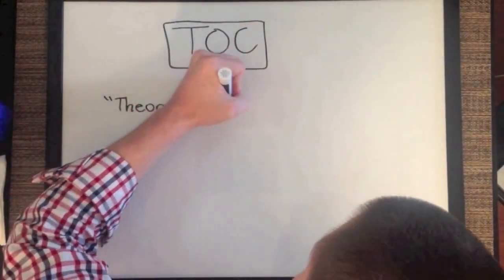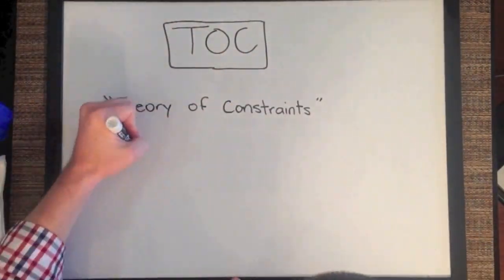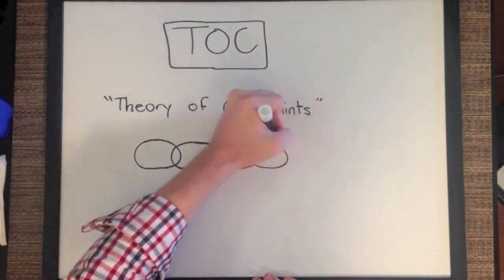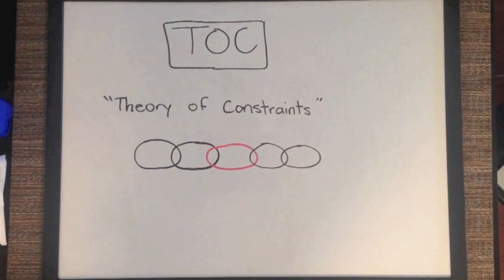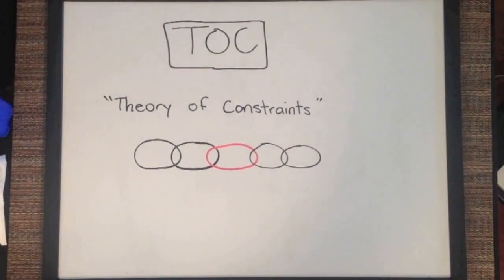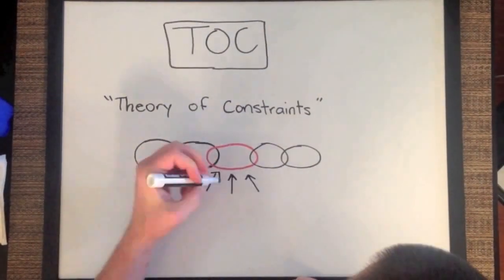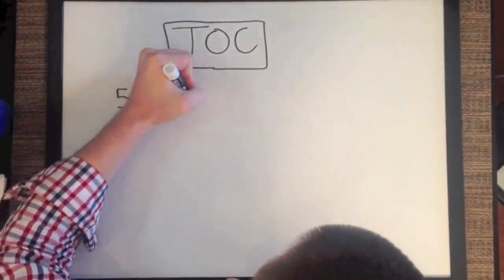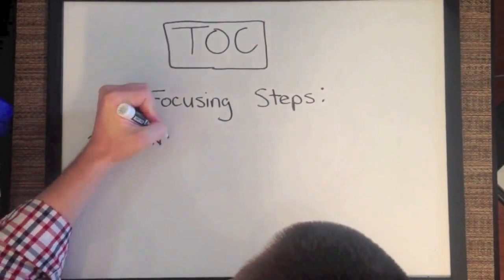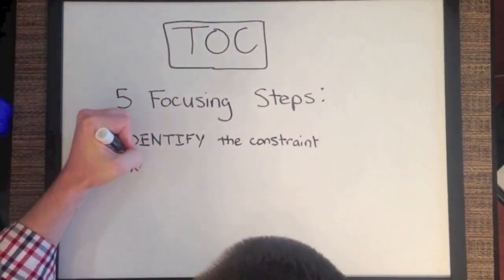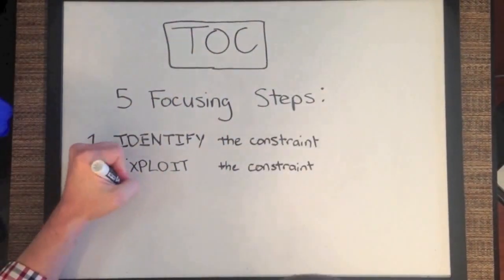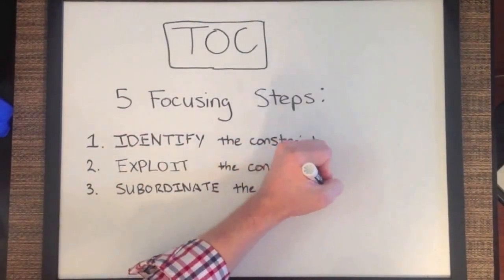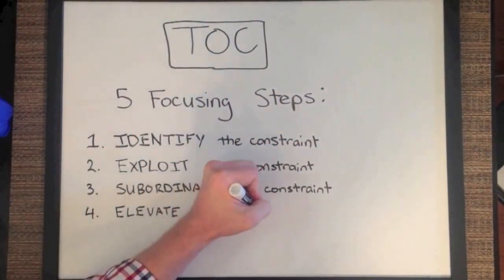TOC stands for Theory of Constraints. TOC is based on the idea that a chain is only as strong as its weakest link. In manufacturing, this means that the throughput of your system can only be as fast as the throughput of the slowest part of that system. Therefore, Theory of Constraints helps organizations identify and focus their continuous improvement efforts on the areas that matter most by using the 5 focusing steps. Identify the constraint, exploit the constraint, subordinate the constraint, elevate the constraint, and rinse and repeat.